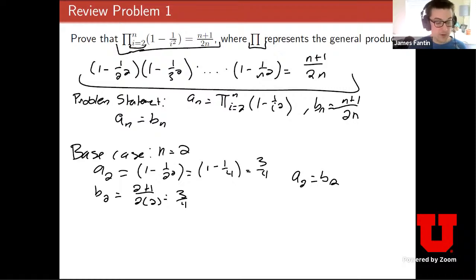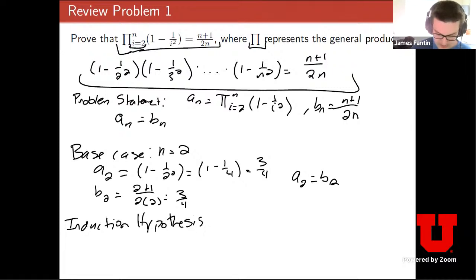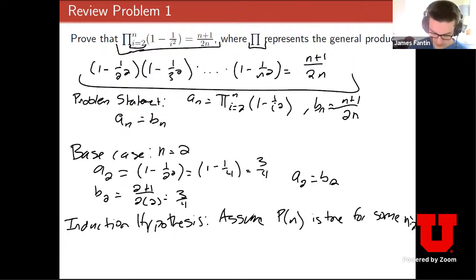Right, now we do the induction hypothesis. We're going to make some assumption about this statement for some value of n. So the induction hypothesis is just what we're stating to be true. We could either assume that P of n is true or P of n minus 1 is true. In this case, let's just assume that P of n is true for some n greater than or equal to 2. In other words, we're assuming that A sub n is equal to B sub n for some value of n. And so this is our induction hypothesis, which is just what we assume to be true.